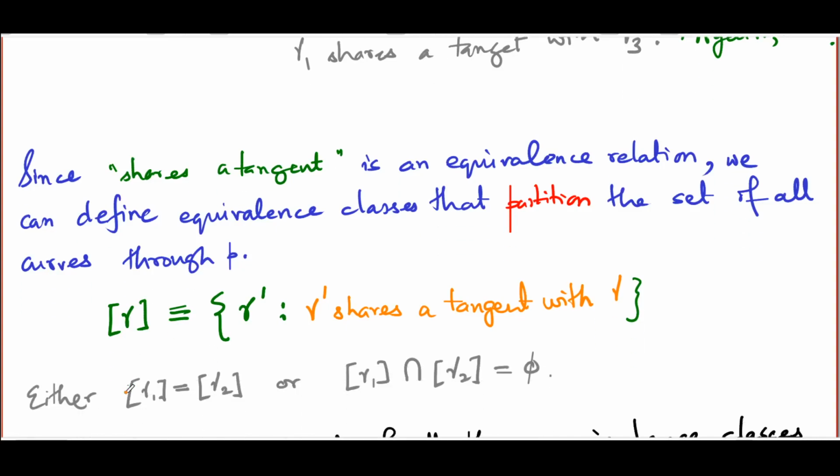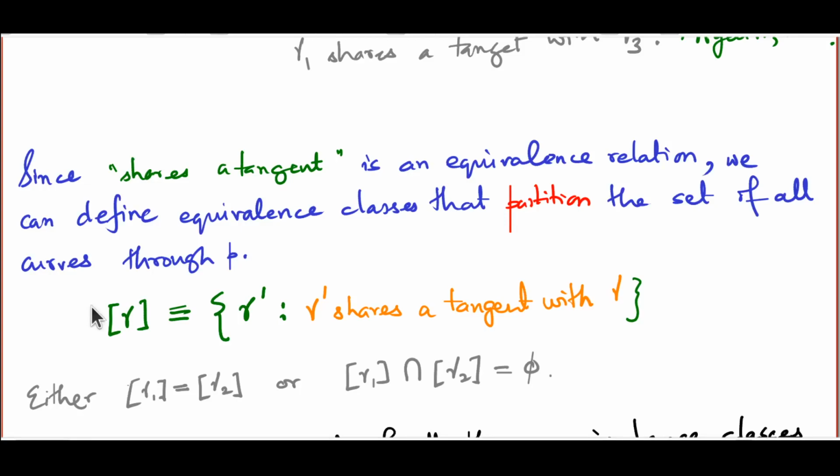Either the equivalence class of gamma 1 is the same as the equivalence class of gamma 2, which will happen if gamma 2 happens to belong to the equivalence class of gamma 1, or gamma 1 and gamma 2 have disjoint equivalence classes with no curve in common. Now this last part is very easy to see. If there is a curve gamma which is in common between these two equivalence classes of gamma 1 and gamma 2, then gamma must share a tangent with gamma 1 and it must also share a tangent with gamma 2. Since sharing a tangent is a transitive property, this would immediately imply that gamma 1 shares a tangent with gamma 2 and therefore they must belong to the same equivalence class. And as a result, the equivalence classes would then become identical. If not disjoint, definitely identical.